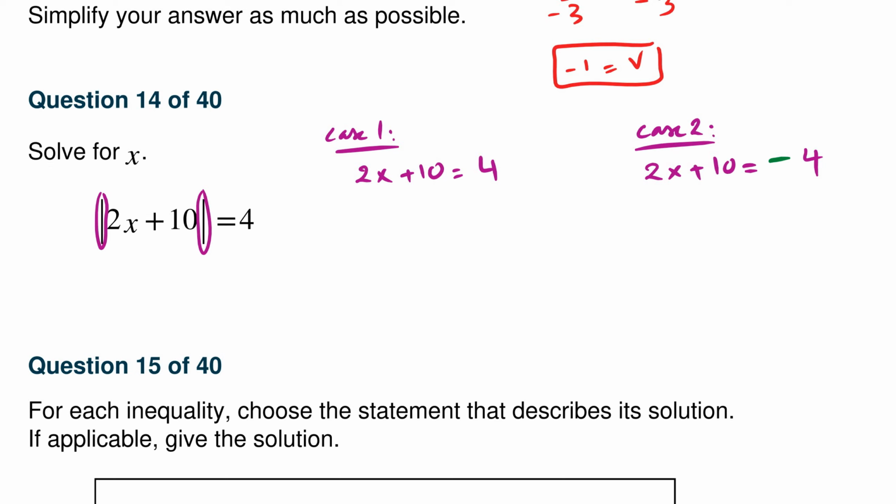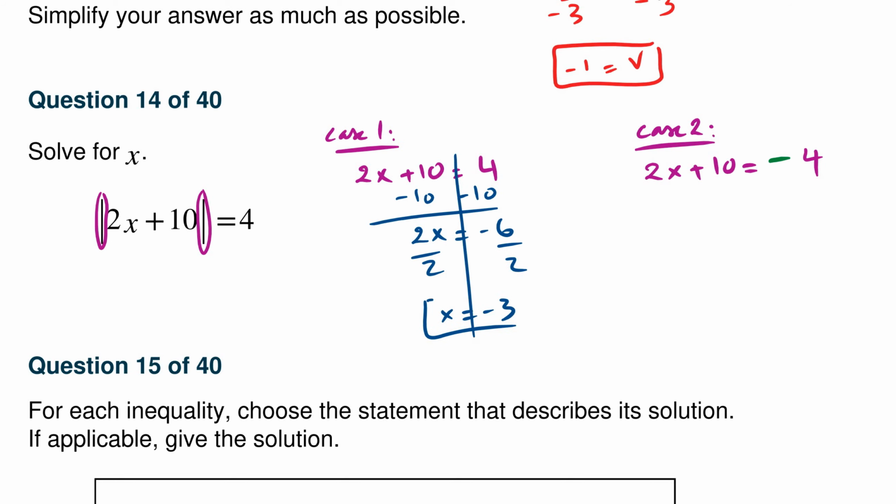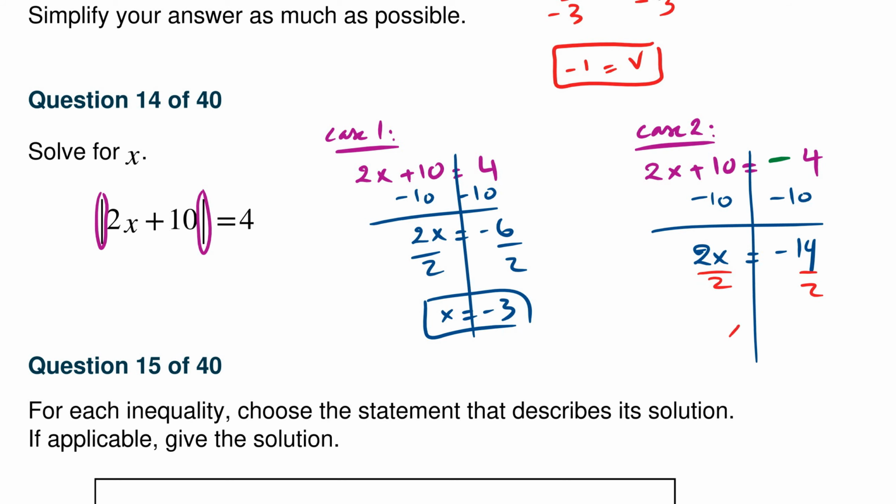And solving for x, we're going to subtract 10 on both sides. That will give you 2x equal to negative 6. And divide by 2 on both sides, x equal to negative 3. Over here, we do the same thing, minus 10 on both sides. That will give you 2x equal to negative 14. And divide by 2 on both sides, x equal to negative 7. Okay, so you have two answers, negative 3 and negative 7.